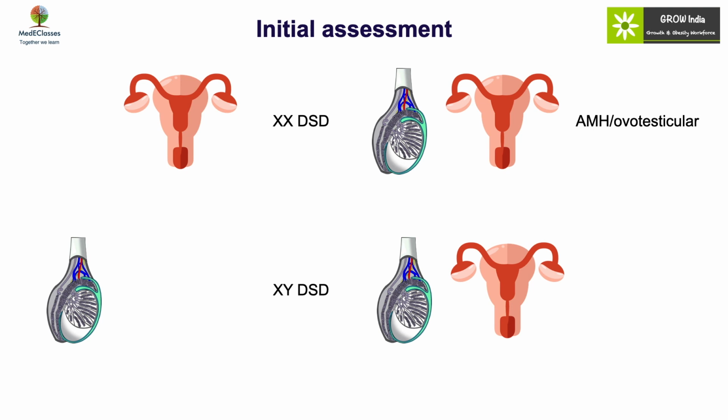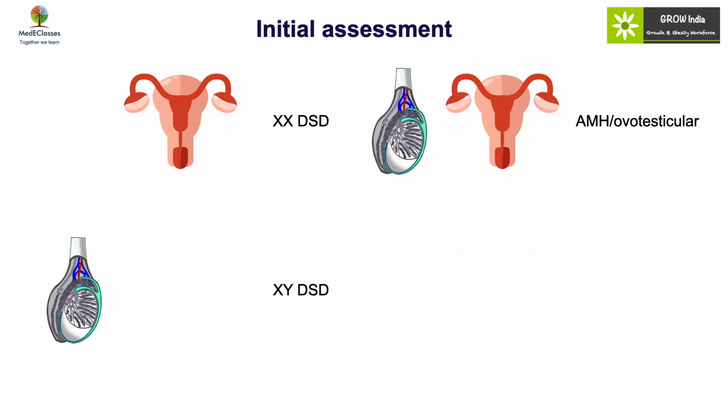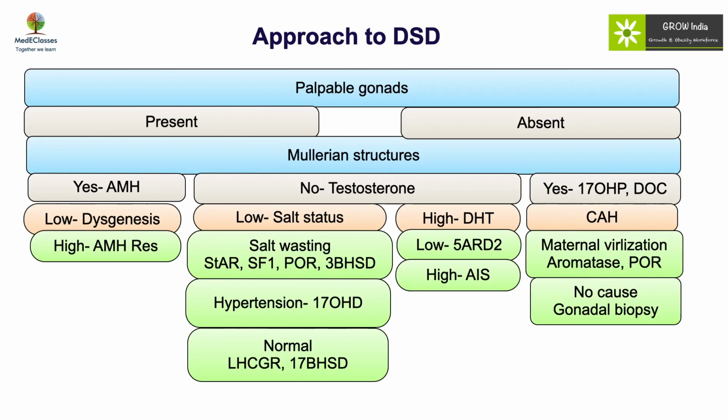While if there is no uterus and no gonads, it means that at some point of time testis was there, which produced AMH, which caused regression of Mullerian structures, and this was anorchia. So the initial evaluation is a combination of gonads and uterus, and you will get to the diagnosis properly. The approach involves assessment of the palpable gonads. If the palpable gonads are associated with Mullerian structures, it means there is an AMH issue. If there are no palpable gonads and Mullerian structures are present, think of CAH most likely.